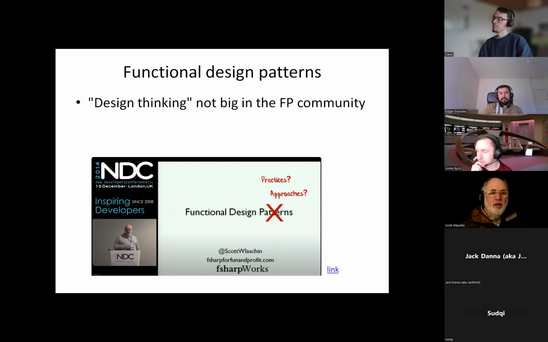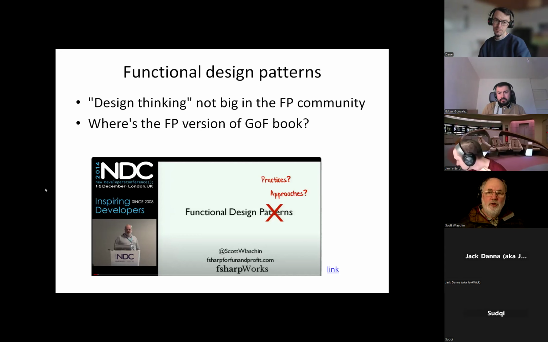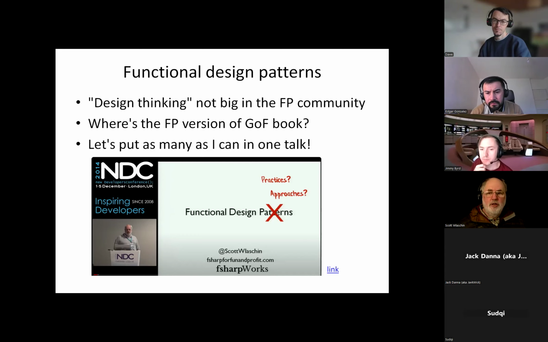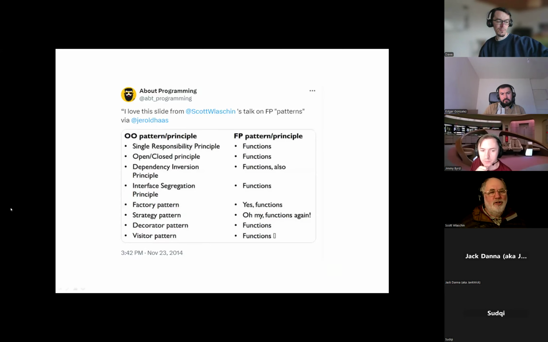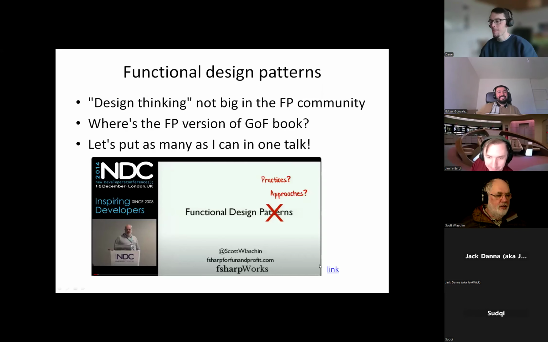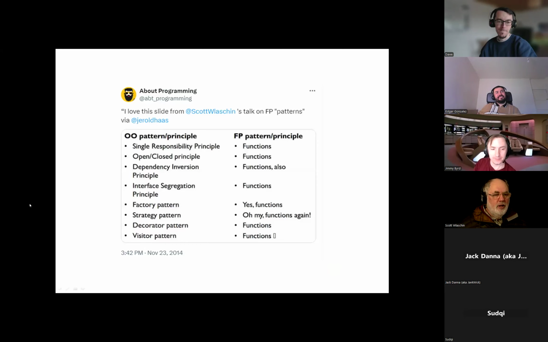So I was like, well, where's the Gang of Four book? Where's the functional version of Gang of Four? Where is all this other stuff? Nobody's doing it. So I thought, well, I'll try and put all the functional patterns I know about in one talk. And that talk was really long. But what came out of this talk was this slide, which got so much hate. If you haven't seen the talk, I'll send you the link down here, but it's on YouTube.